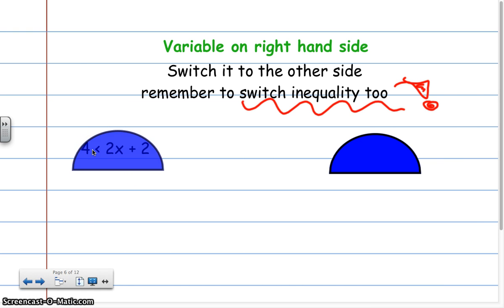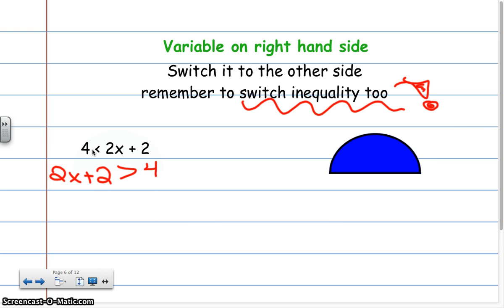Looking at this first example, it looks ugly. This says 4 is less than 2x plus 2. Well, I never want my variable on the right-hand side, so I need to switch it. I need to make my x side come all the way over. So I just rewrite it like how it is, 2x plus 2. Now what's facing it, the open mouth or the point? Open. The open mouth. Leave the open mouth facing it.